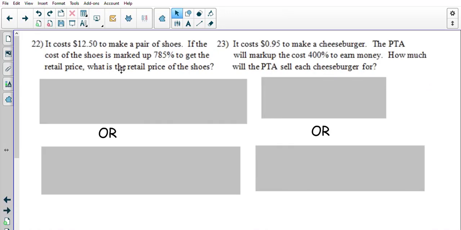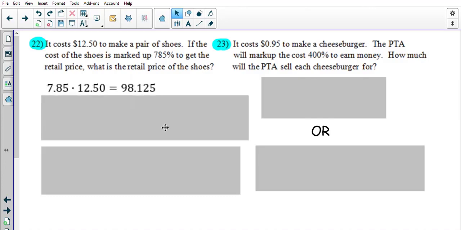All right, pay close attention to 22 and 23. These are very important questions. You're going to see problems like these on your unit test. So number 22, it says it costs $12.50 to make a pair of shoes. If the cost of the shoes is marked up 785% to get the retail price, what is the retail price of the shoes? Marked up is an increase. So one option is to take 785% as a decimal, which is 7.85, times 12.50. That gets you 98.125.